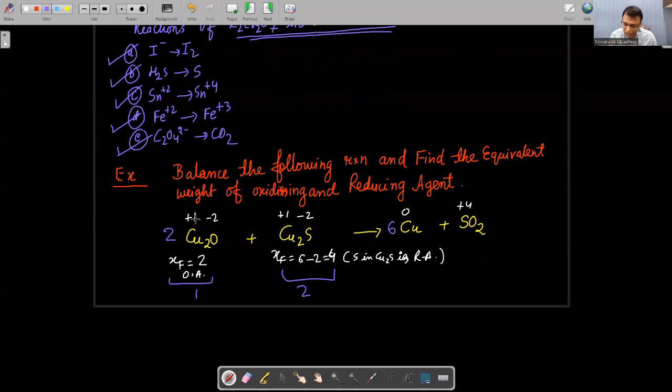Now if they are asking what is the equivalent weight of this oxidizing agent, we'll say that it is equal to molar mass divided by X factor. X factor is 2. If they are asking what is the equivalent weight of Cu2S, which is acting like a reducing agent, that is equal to molar mass divided by X factor, which is 4. So this is the equivalent weight of the oxidizing and reducing agent. In NCERT, when they are discussing, they have mentioned that sulfur in Cu2S is the reducing agent. The whole molecule is losing 4 electrons, especially sulfur is losing electrons. That's why they are saying that sulfur in Cu2S is the reducing agent.